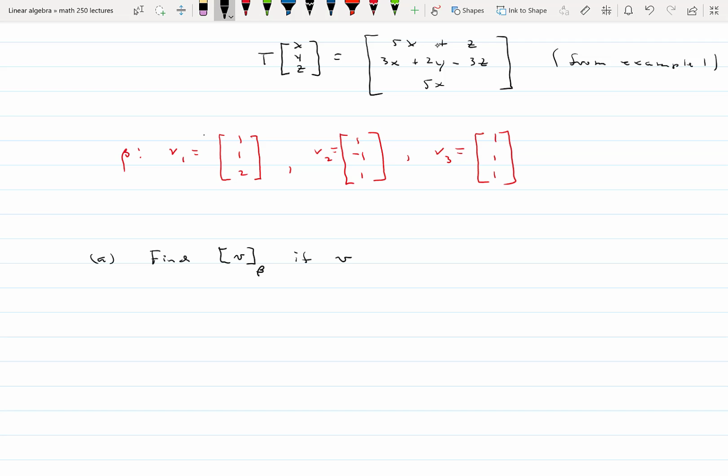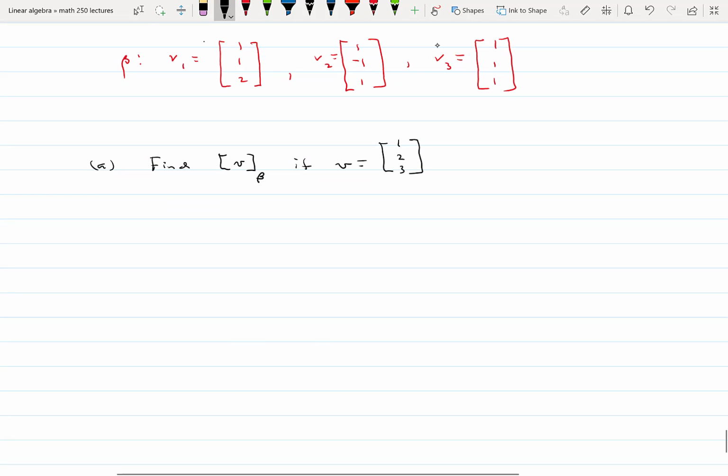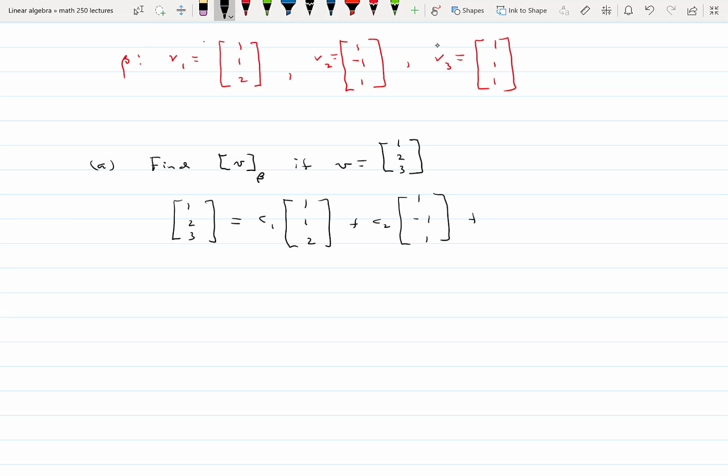Okay, if, let's say, V is the column vector 1, 2, 3. This is old news for us. So I need to write the vector 1, 2, 3 as a linear combination of the basis vectors in beta. So let's just do it. 1, 2, 3 is C1 times 1, 1, 2 plus C2 times 1, negative 1, 1 plus C3 times 1, 1, 1.